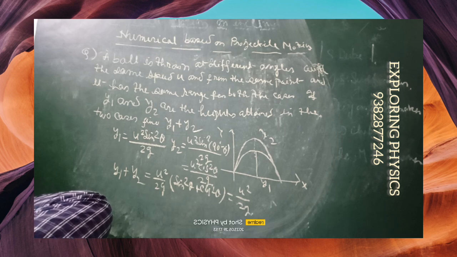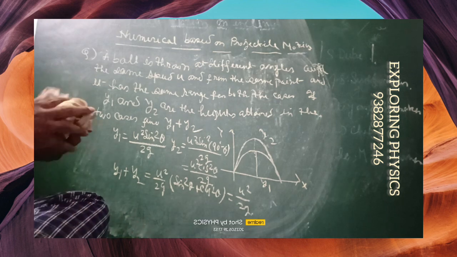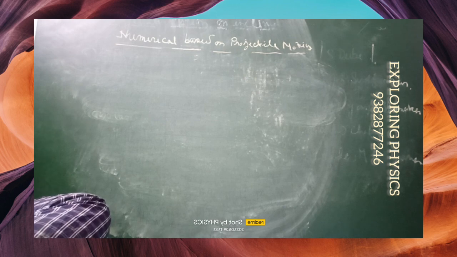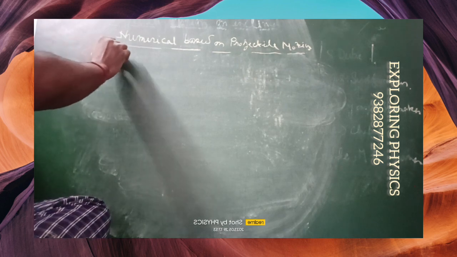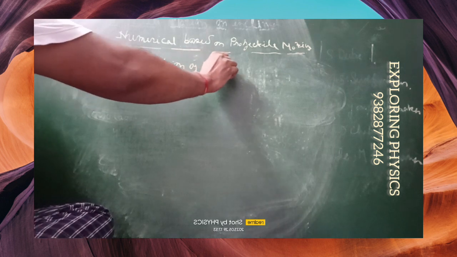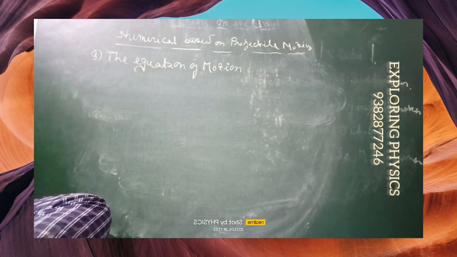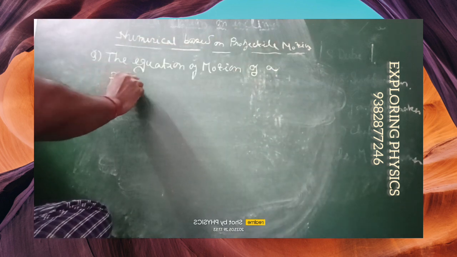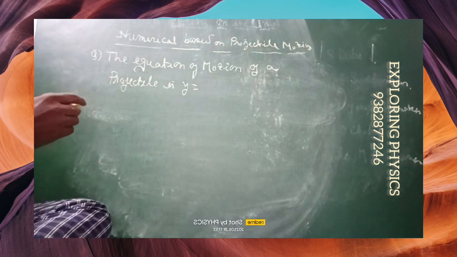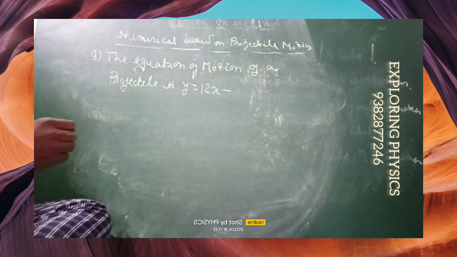Now let's move to the another question. The equation of motion of a projectile is y equals to 12x minus 3 by 4 x square.